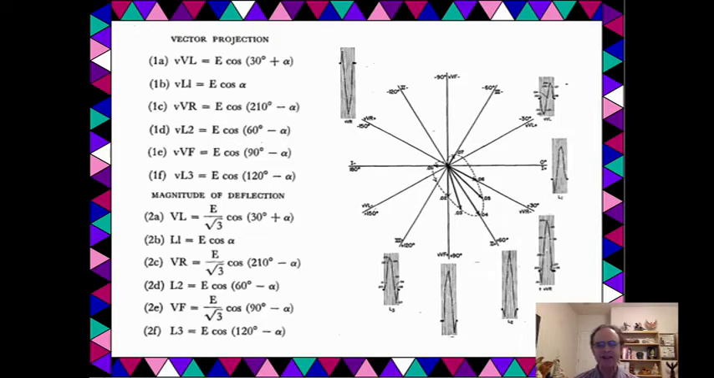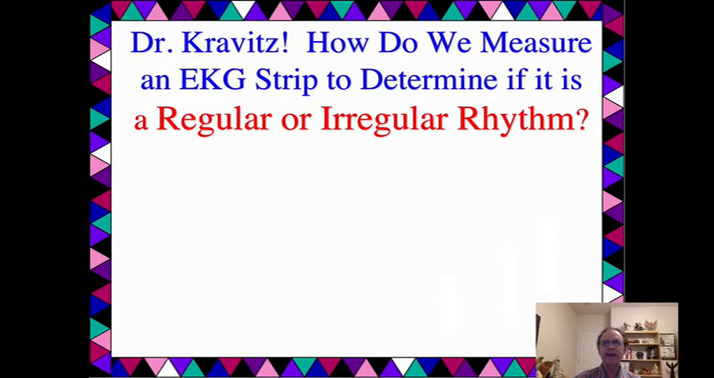Dr. Kravitz, how do we measure an EKG strip to determine if it is a regular or irregular rhythm? Class, rhythms are either regular or irregular. You got two choices. If someone asks you, what's that rhythm? You're going to say regular or irregular. When you do a rhythm check, you have two answers to choose from.